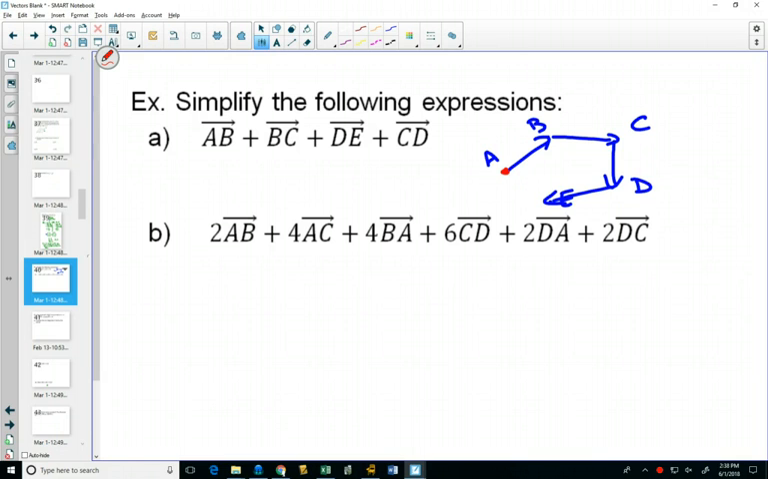And where did it end? At E. So the answer to this is going to be A to E. We can see that from the diagram. How do we show it mathematically? Well, anytime two letters match in the middle, that will allow you to add them. So AB plus BC becomes A to C.